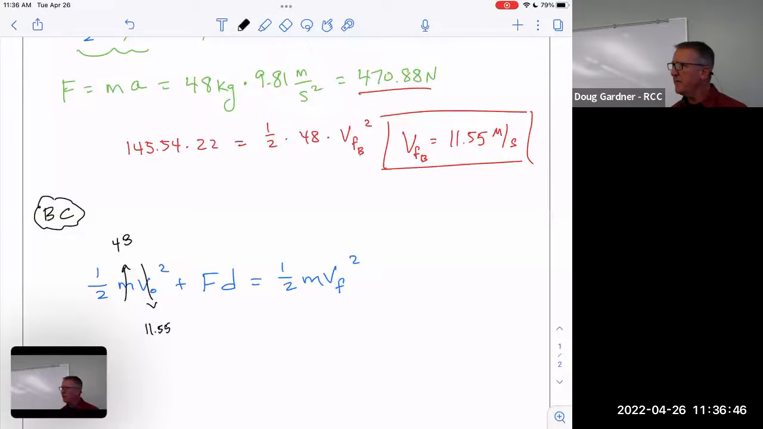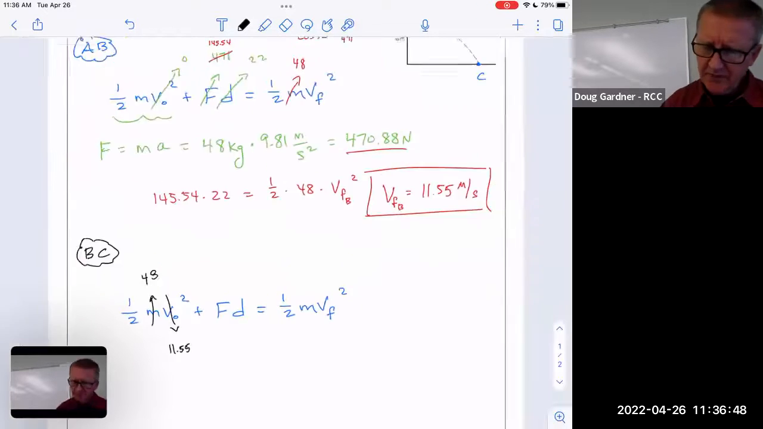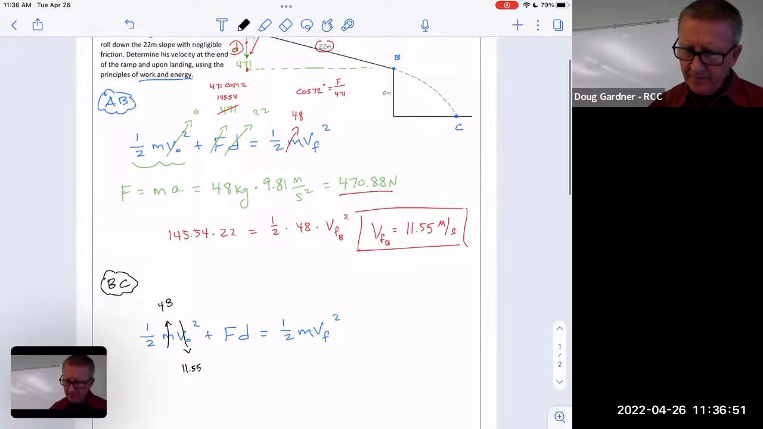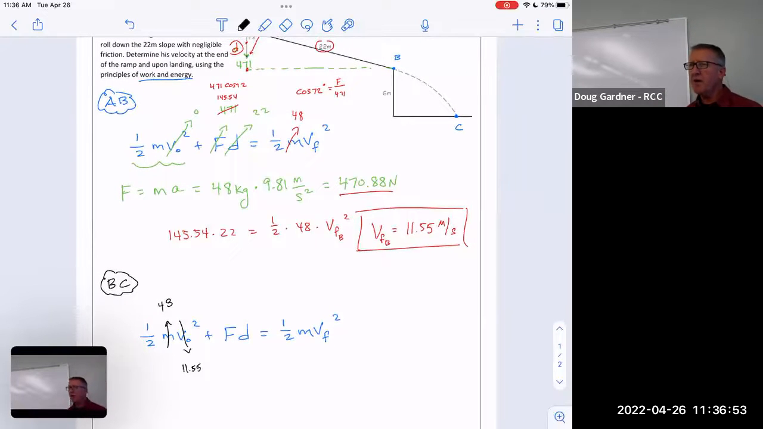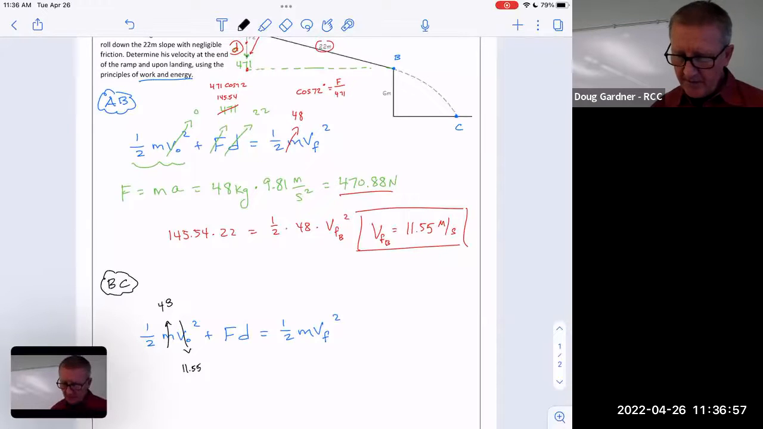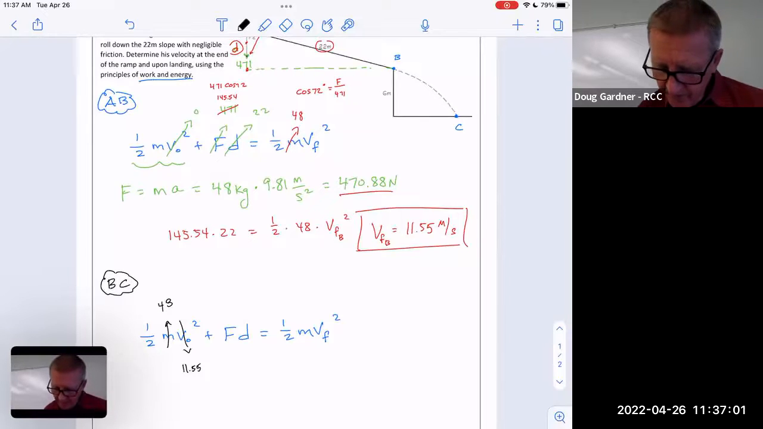Is there work to be done? Stare at the figure. Is there anything working on me when I go from B to C? Yeah, gravity again. And let's do this the easy way. Isn't gravity going straight down? We just said a second ago that it was roughly 471, right? I'll go ahead and write the better answer. And how far is it going?